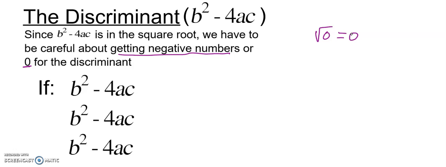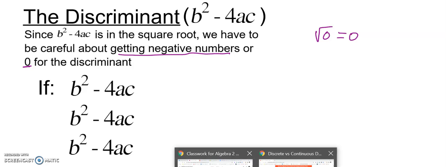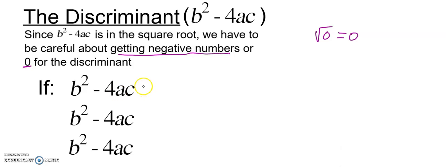Now, here are the general rules about the discriminant. If b squared minus 4ac is equal to a positive number, well, that must mean that you're putting a positive number into the square root. That means you're going to get two real solutions because you're allowed to square root positive numbers.